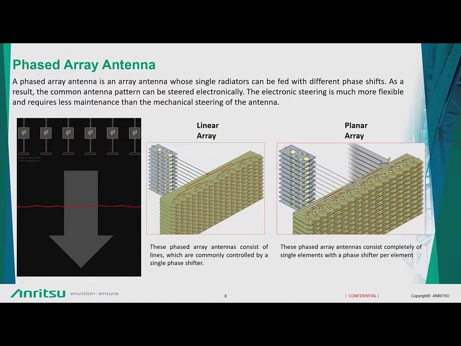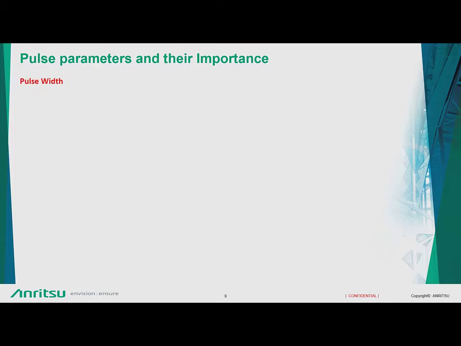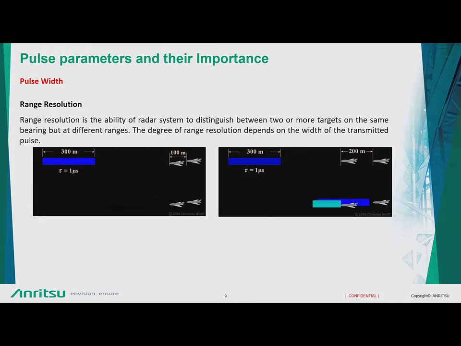So now that we have a good understanding of what radars are, what the basic pulse parameters are, and what the basic applications are, let's try to correlate the basic pulse parameters that can affect your application. So first is the pulse width. The pulse width is very important for range resolution.